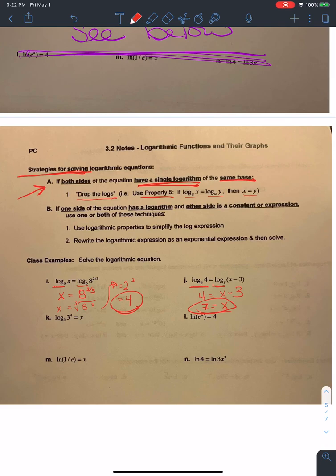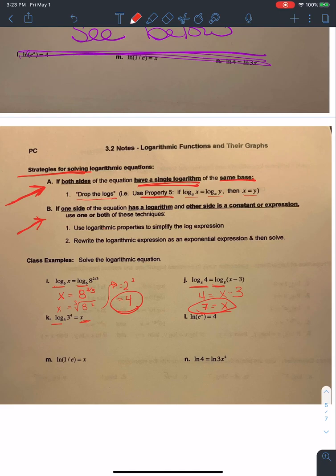Letter K. I don't have a log on each side, so this doesn't fit this part A strategy. So we're looking at the part B strategy. If one side of the equation has a logarithm, which it does in letter K, and the other side is a constant or an expression, which ours is, use one or both of these techniques. Use your log properties to simplify, and then rewrite the logarithmic expression as an exponential expression. So, I don't have a logarithm on both sides. I'm going to use this strategy.